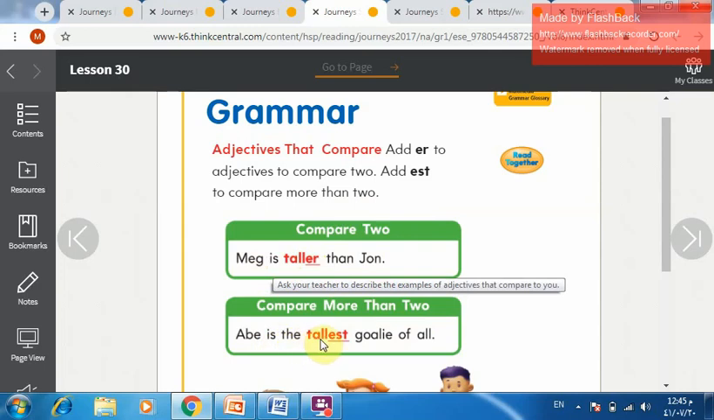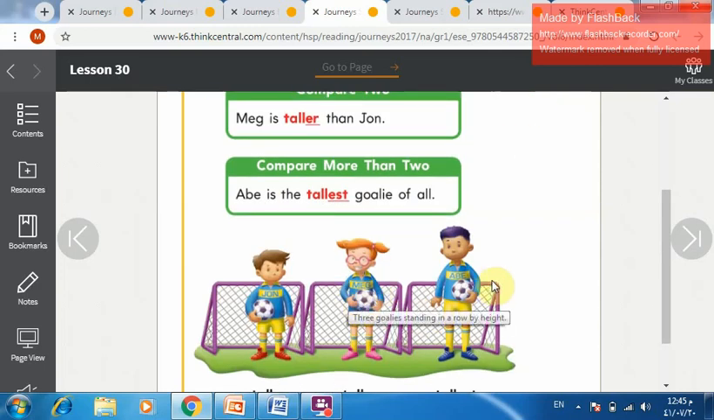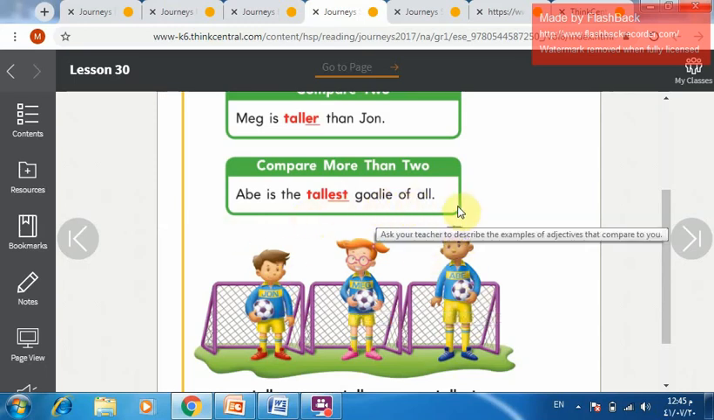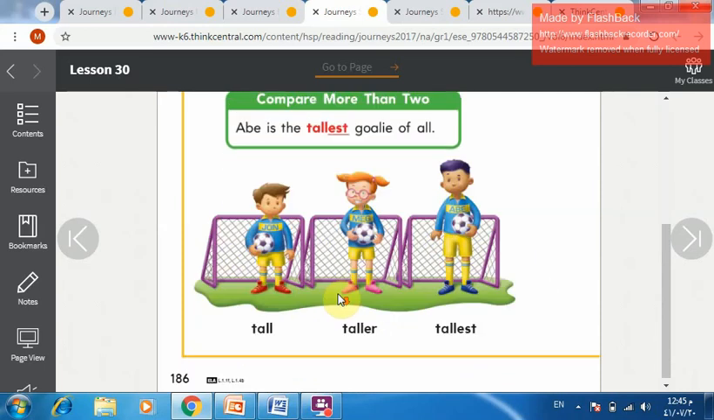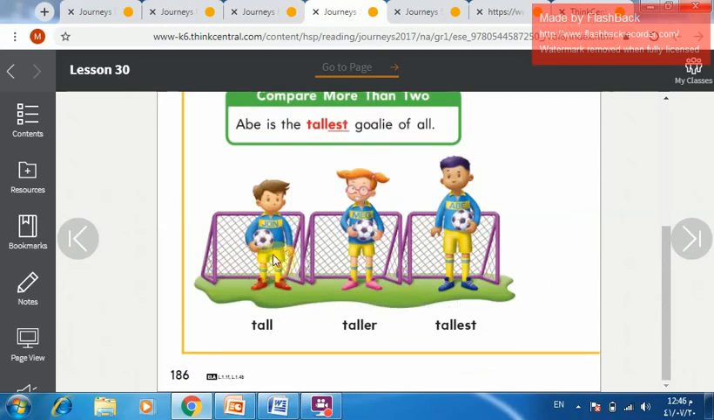Abe is the tallest goalie of all. This one is Abe. I'm comparing them all. Abe is the tallest goalie of all. I added est because there are three of them. So if I describe only this one, I say tall. But if I compare these two, Meg and John, I say Meg is taller. Comparing these three, I say tallest.